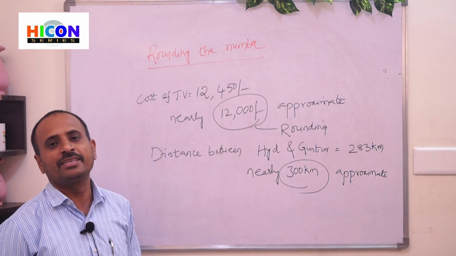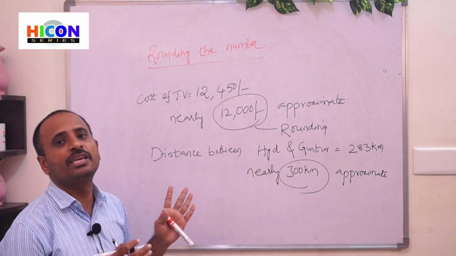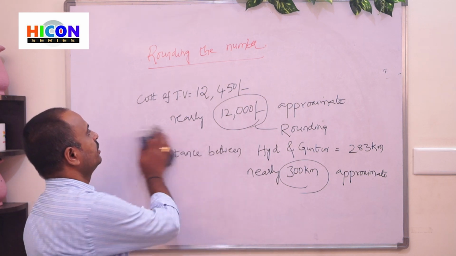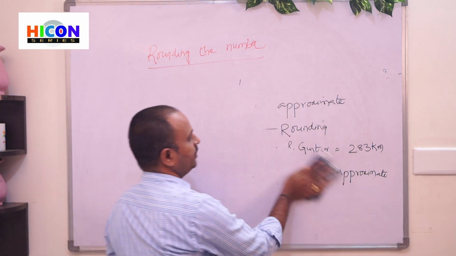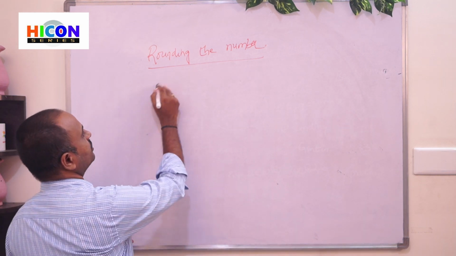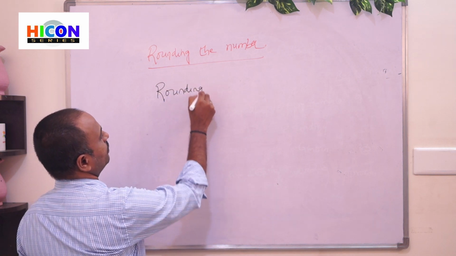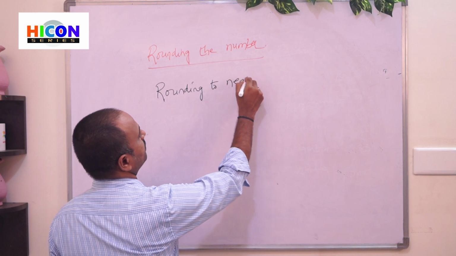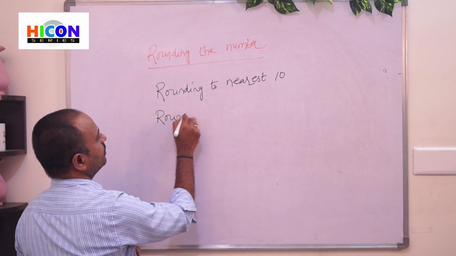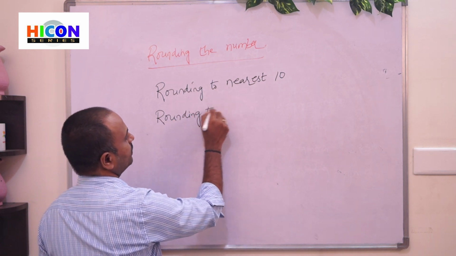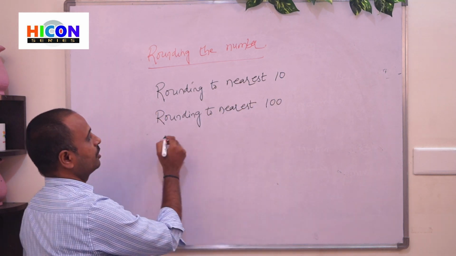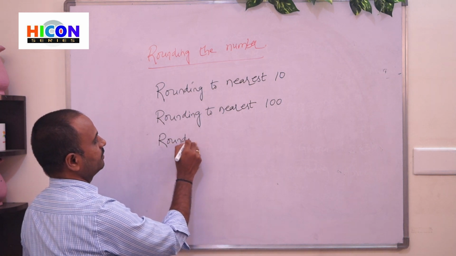Now we will practice some more problems on how to round the given numbers. There are three types of rounding numbers in this chapter. The first type is rounding to the nearest 10. The second one is rounding to the nearest 100. And the third one is rounding to the nearest 1000.